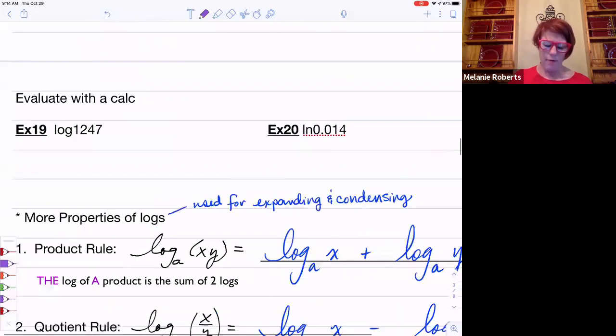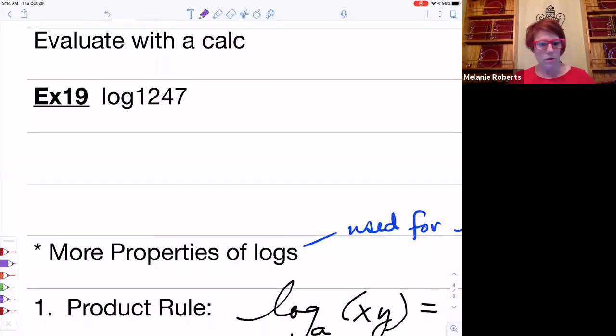All right, now we have to evaluate with a calculator. So go ahead and pull your calculator out. And you'll notice that on the left side of the calculator, you've got a log button and you also have an ln button. The log button is a log base 10. The ln button is a log base e. So you have your common and your natural logs right there on the calculator.